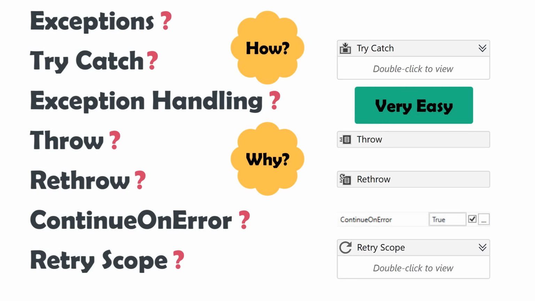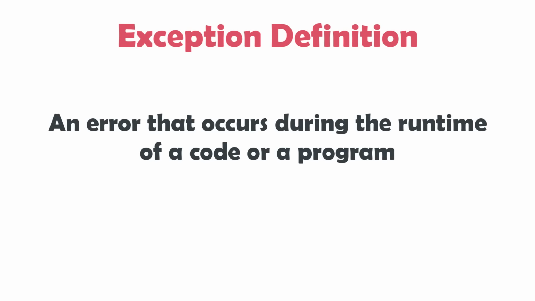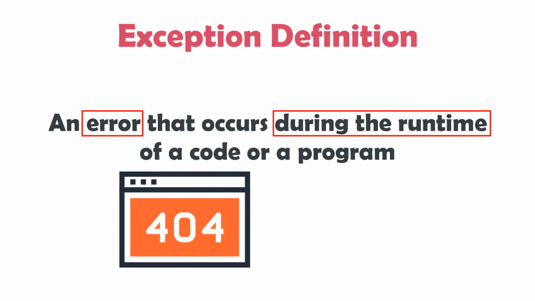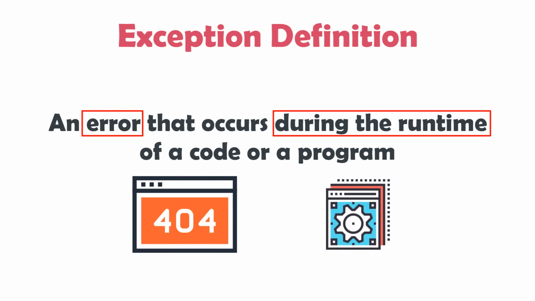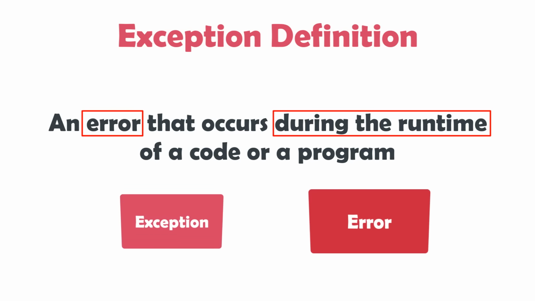First, let me explain to you, what does an exception mean? Let's see the definition of an exception. It's an error that occurs during the runtime of a code or a program. The emphasis here is on error and during runtime. It means that something in the code is going wrong, and it happens only during the execution of the code. So make sure you don't confuse exception and error.